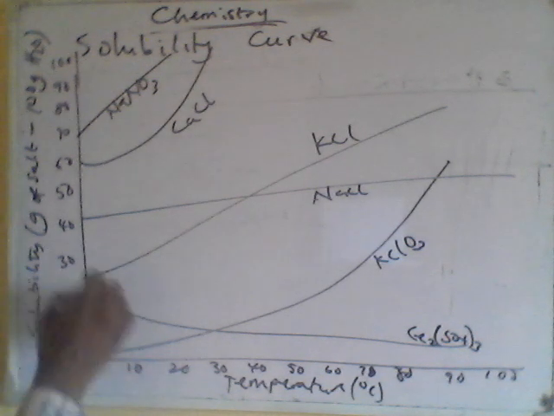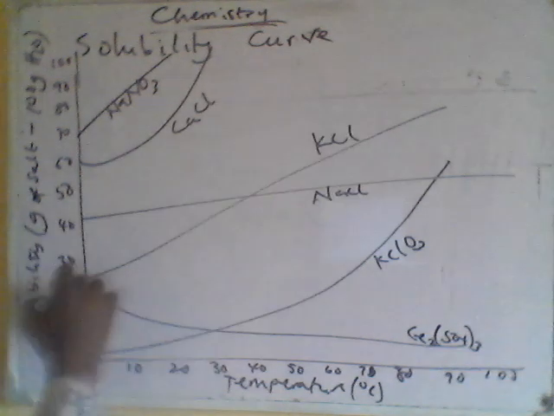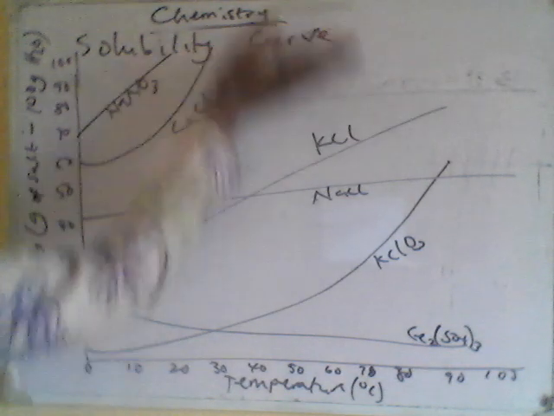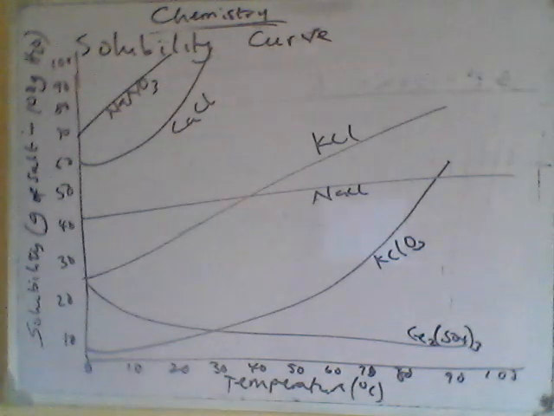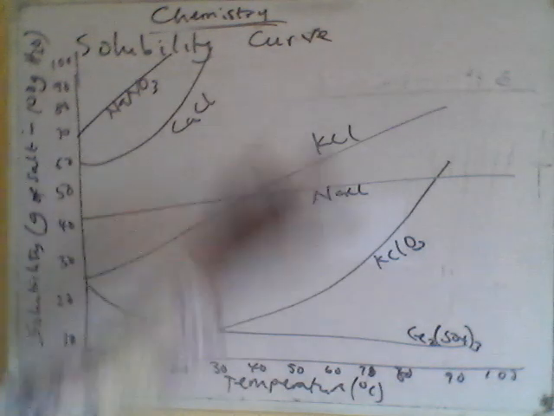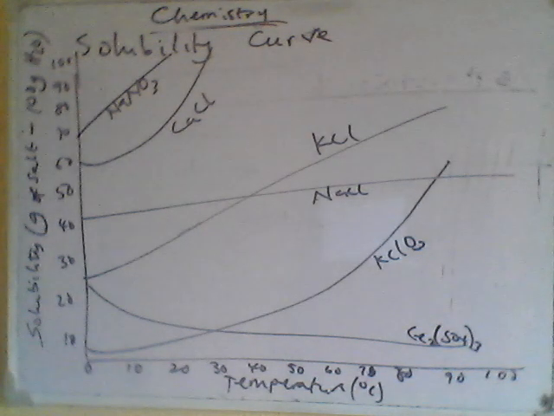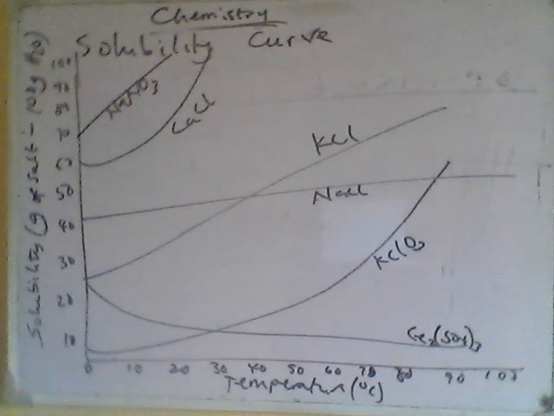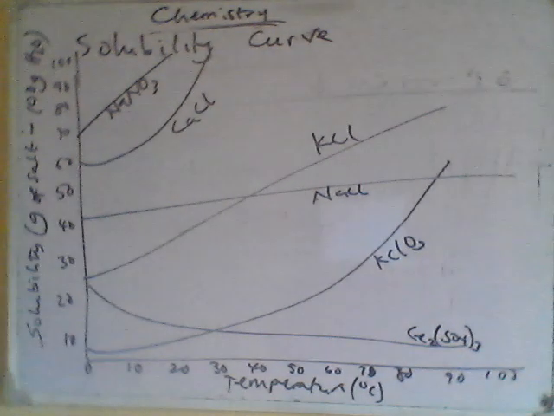So for instance, now if I look at potassium chloride, anything above here is supersaturation, and anything under it is unsaturation or saturated solutions.